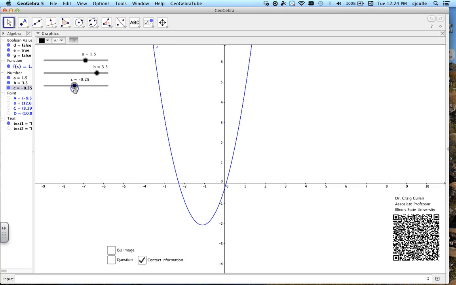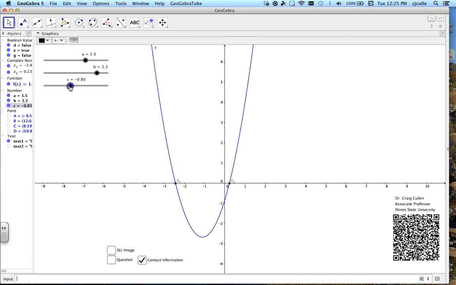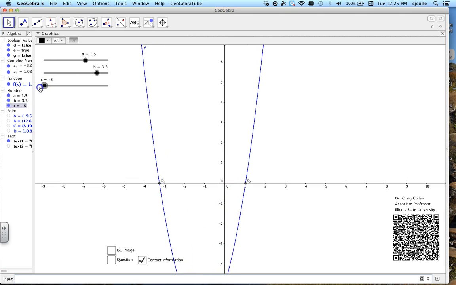Then I want to find the roots of this quadratic, and I want both real and imaginary. So in the input bar, I'm going to type complex, and complex root pops up. I'm going to click on that, and my polynomial is f. So I'm going to say complex root f, and when I do that, it plots z1 and z2, and that's about all you need. Now the question is, what's going to happen to these two roots as I start varying c?